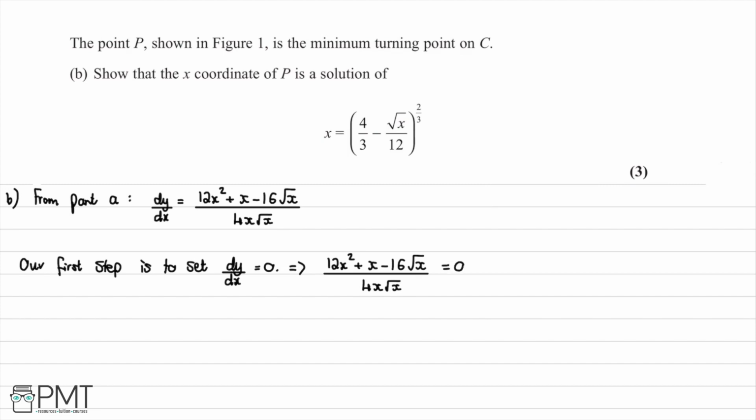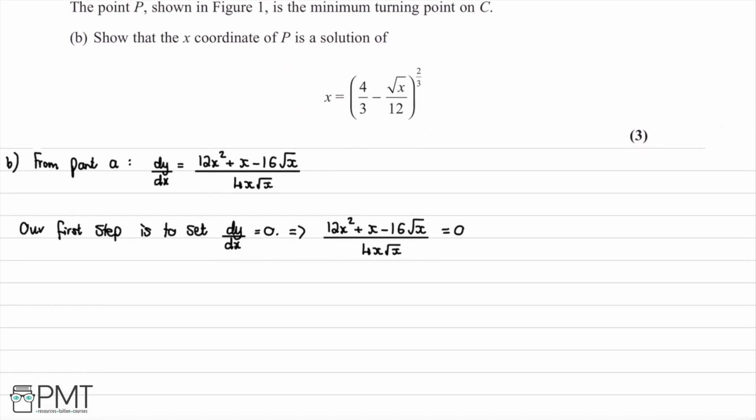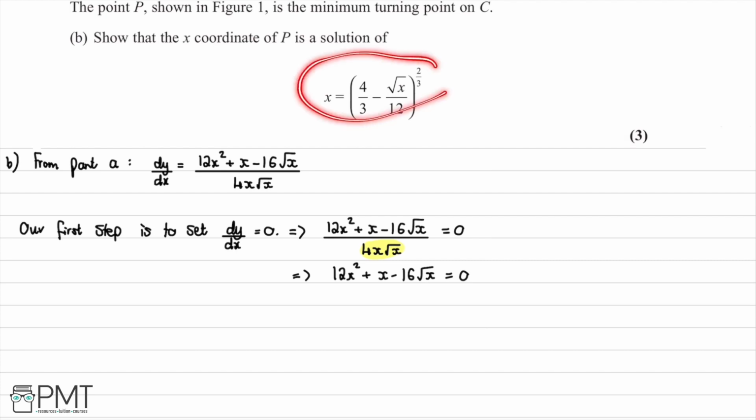And what we now need to do is to rearrange this into this form here. Our first step is going to be to multiply everything by this denominator, because if we multiply both sides by this, it's going to get rid of it because it's equal to 0. So this is going to leave us with 12x squared plus x, and we're going to subtract 16 root x, and this is all still equal to 0. Now the strategy is, like I said, to get this into this sort of form here. But we can't factorize because we have this not normal term. To factorize we'd normally need 12x squared plus x minus 16, but we have this square root of x here.